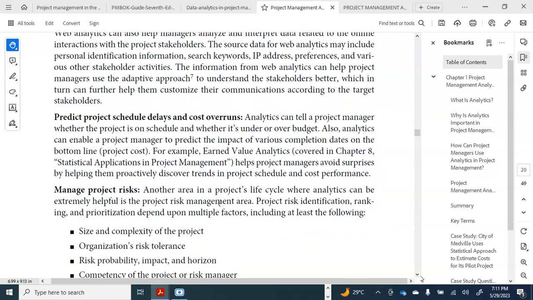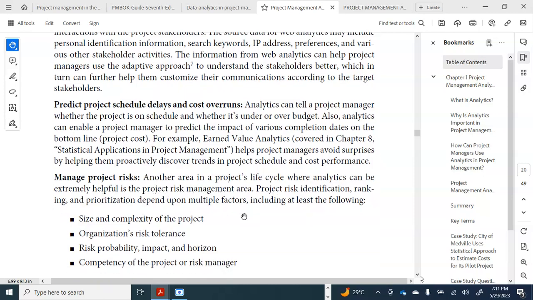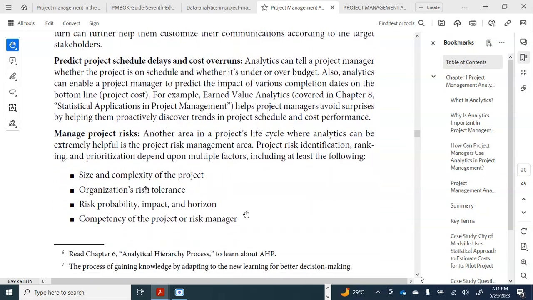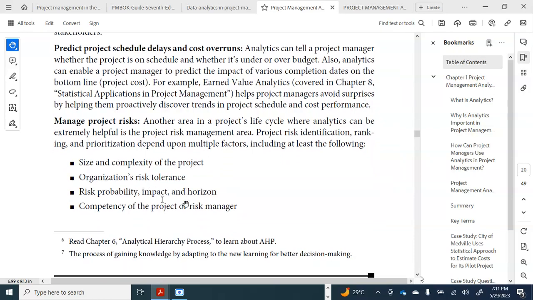Let me talk about managing project risk. So the importance of analytics. Another area in the project lifecycle where analytics can be extremely helpful is the project risk management area. The project risk identification, ranking, and prioritization depend upon multiple factors, including at least the following: size and complexity of the projects, organizational risk tolerance, take note of this, risk probability, impact, and horizons. The last is the competency of the project or risk manager.